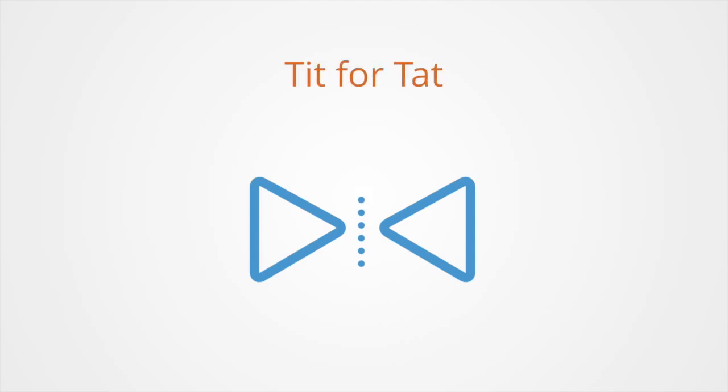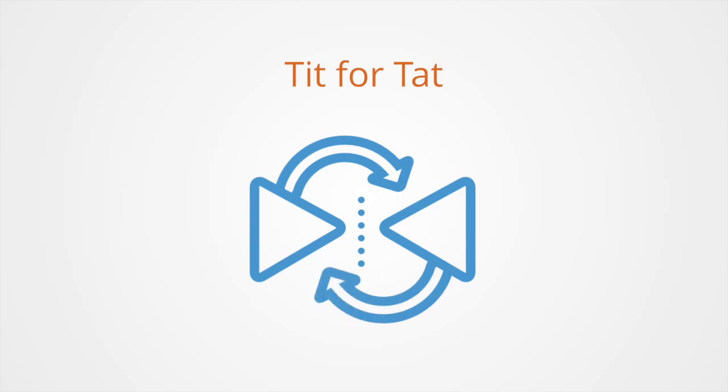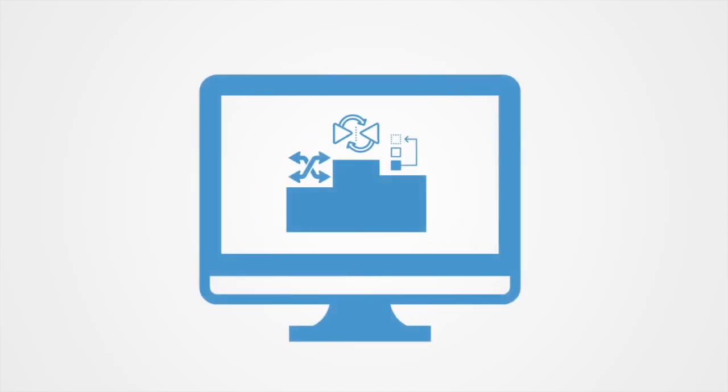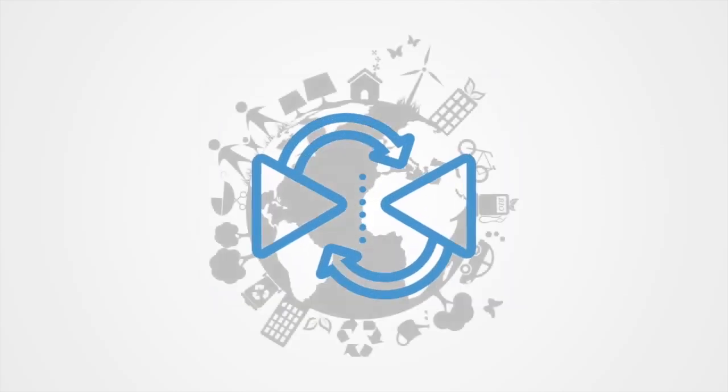Tit for tat is a very simple algorithm of just 3 rules. I start with cooperation. If you cooperate, then I'll cooperate. If you defect, then I'll defect. Computer tournaments in which different strategies were pitted against each other showed tit for tat to be the most successful strategy in social dilemmas. Tit for tat is a common strategy in real-world social dilemmas because it is nice but firm.